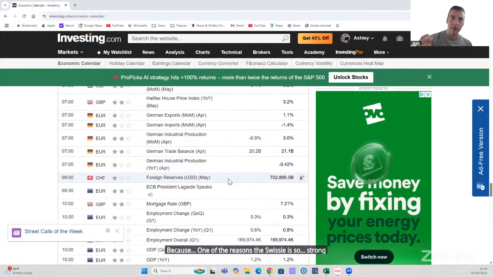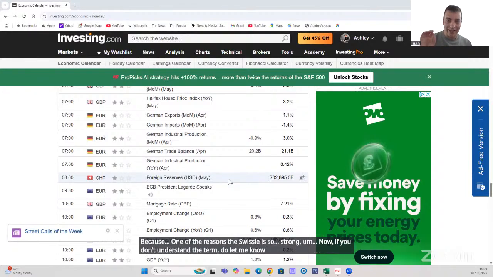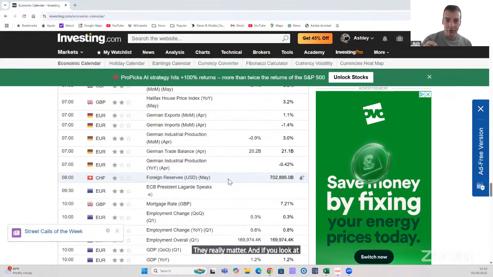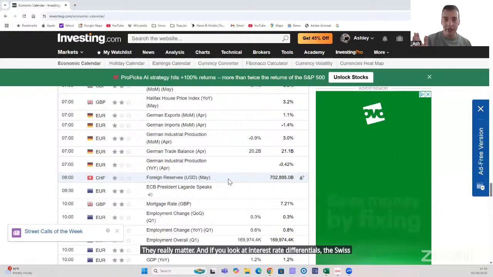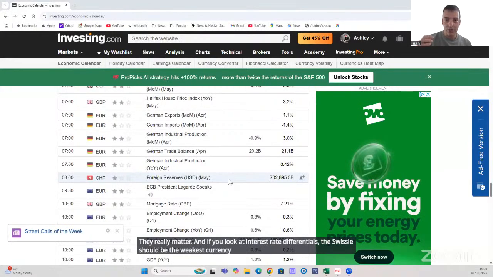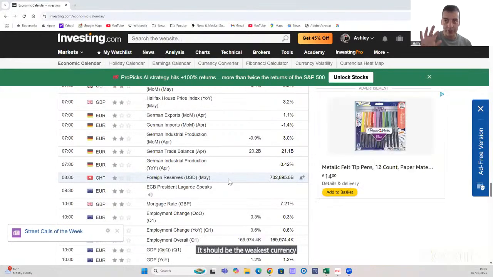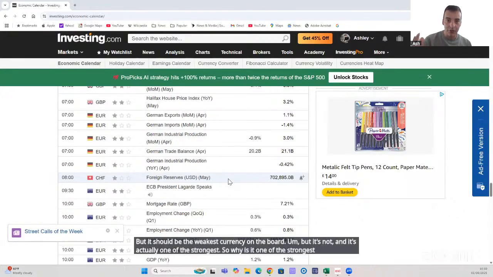Now, if you don't understand the term, do let me know. But interest rate differentials, they matter. They really matter. And if you look at interest rate differentials, the Swissy should be the weakest currency, apart from the yen. It should be the weakest currency on the board. Now, as I say, if you need me to explain this a bit more, let me know. But it should be the weakest currency on the board. But it's not. And it's actually one of the strongest. So why is it one of the strongest currencies, if not the strongest?